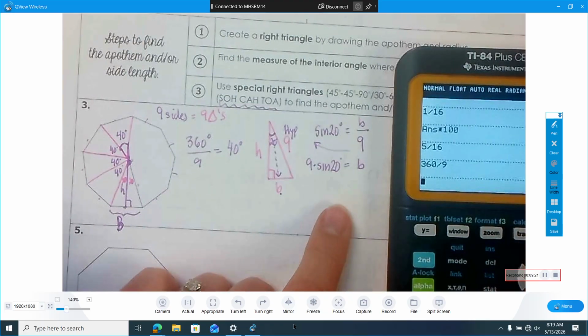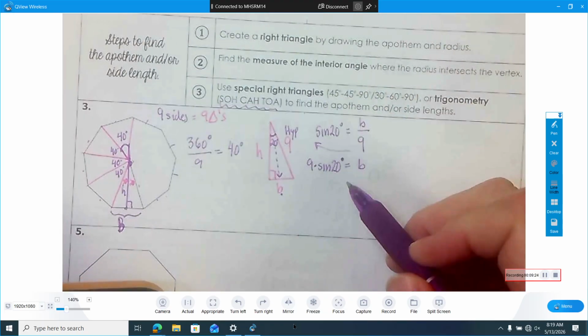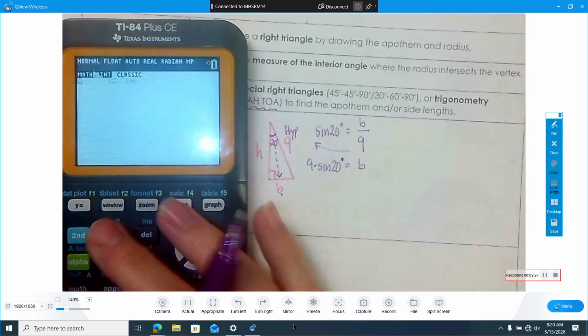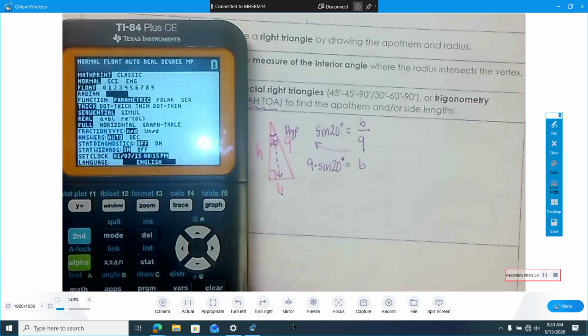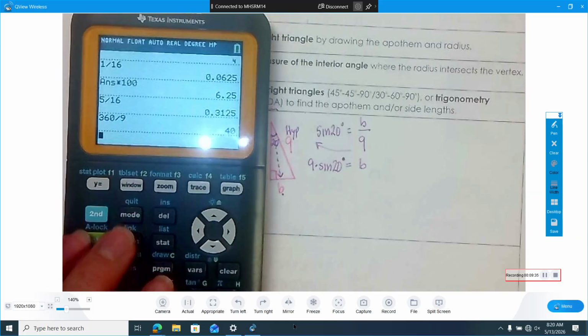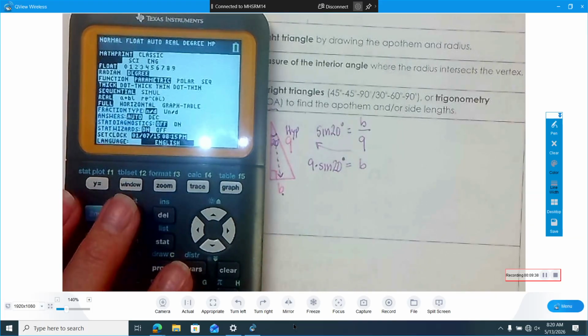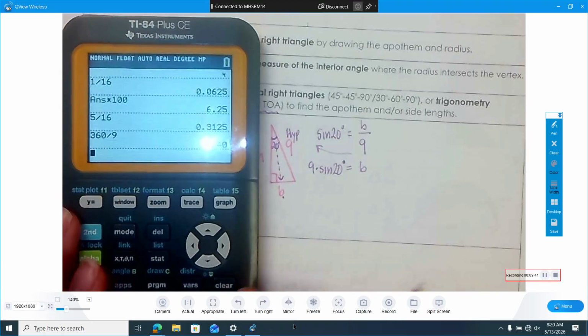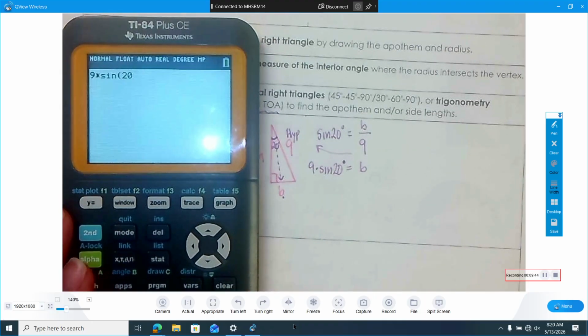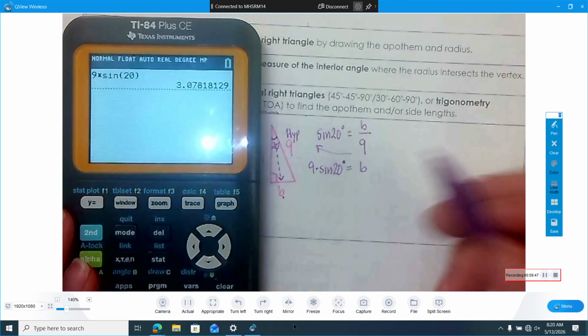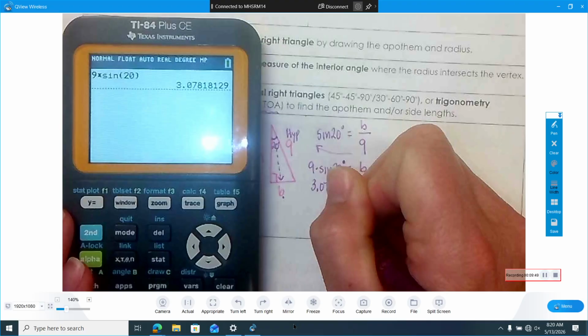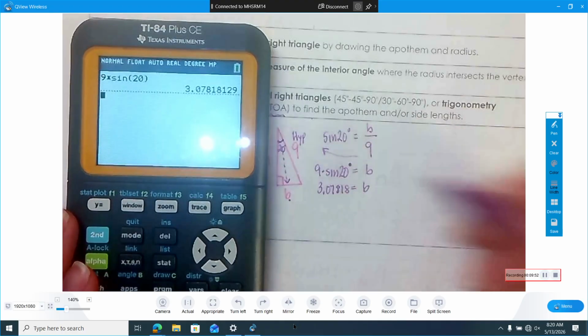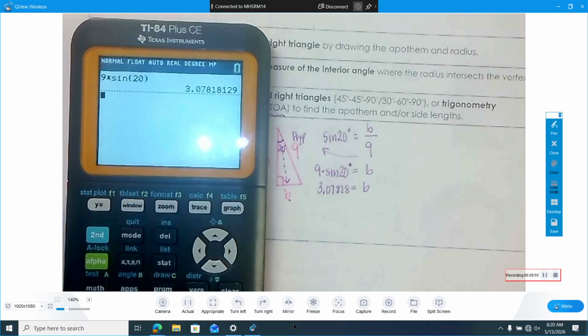And what mode should we be in? Degree mode, because we are using degrees. So we want to make sure first that we're in degree mode. So make sure that you're in degree mode. You go to the mode button. All right. And then let's see, 9 times the sine of 20 degrees is 3.07818. I'm going to tell you guys for Delta Math, don't round, okay? We're going to pull that whole decimal in when we do our math, so we need to be a little bit careful.